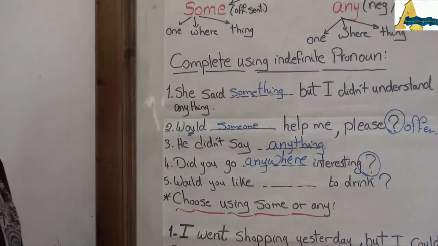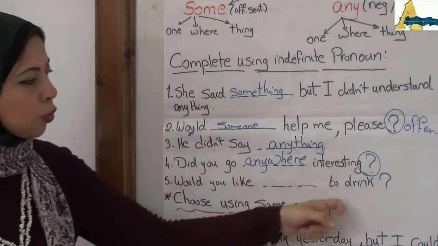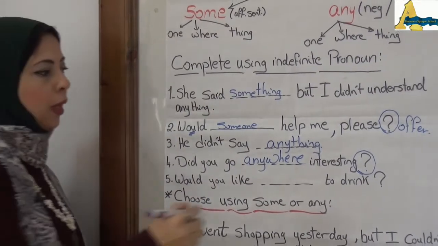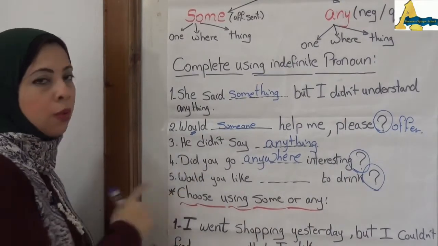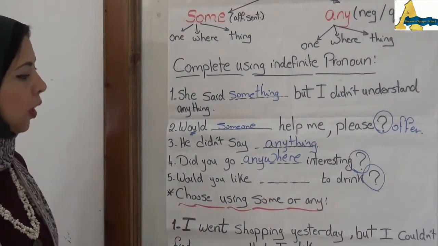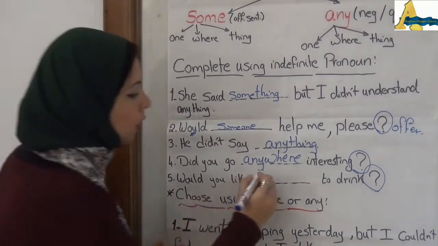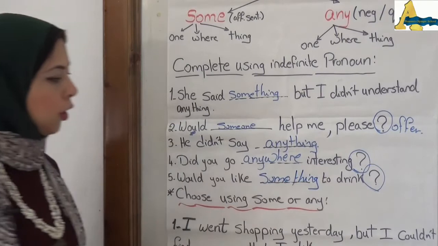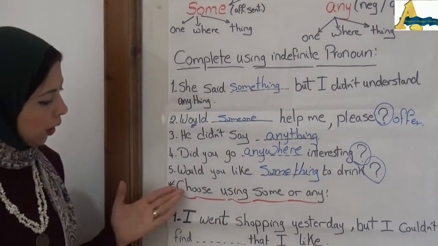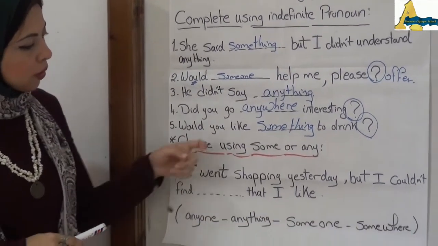Interesting. Number 5, would you like dots to drink? Again, here we have a question mark, but we have what else? We have a polite offer. So what are we going to use? Yes, we are going to use some. So would you like something to drink?